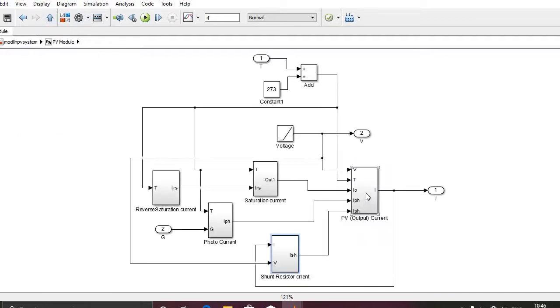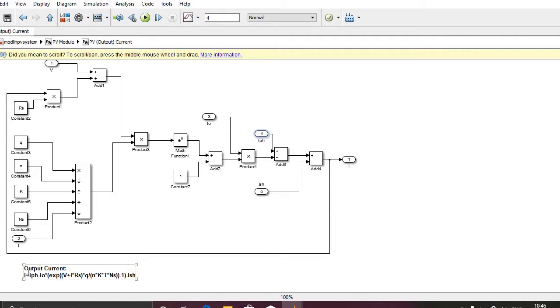Now the last subsystem is the output current I in the form of IPH minus I0 exponential of (V plus IRS) into Q divided by NKT NS, minus 1, minus ISH. We can neglect the value of ISH, but in this modeling I have considered the value for the shunt current. So this subsystem stands for output current I.